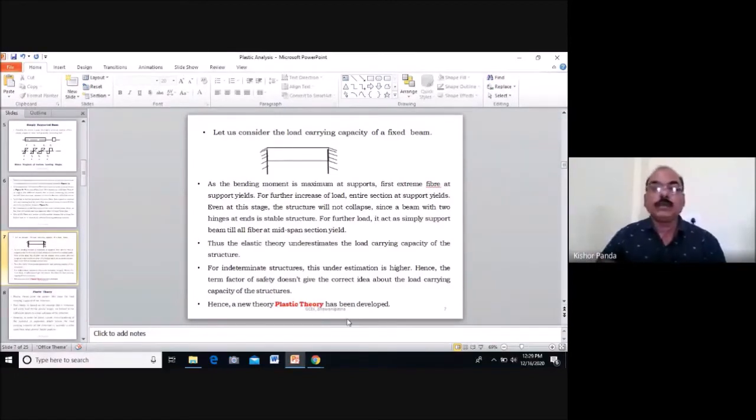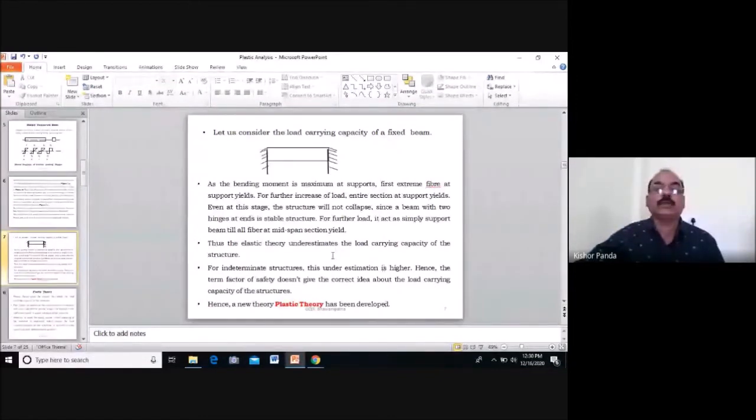What you design by considering the elastic theory underestimates the load carrying capacity of the structure. And if you take the indeterminate structure, the underestimation is more than what it is for the determinate structure. So this theory will not give the correct result. Hence, the plastic theory was developed, by considering this negative side of the elastic theory.